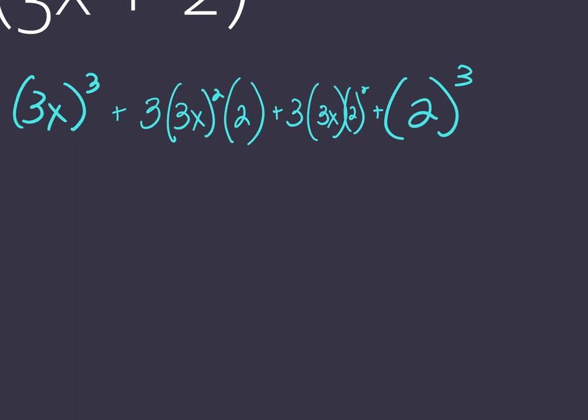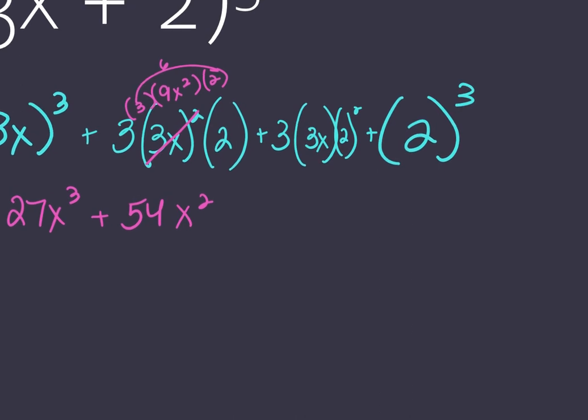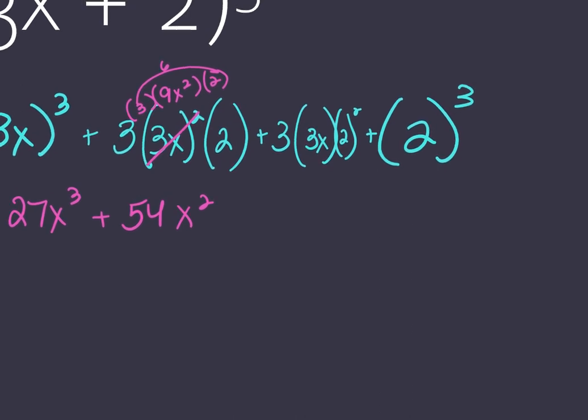So now 3x to the third would be 27x to the third. 3x squared would be 9x squared times 3 times 2, or 9 times 6 is positive 54x squared. 3 times 3 times 2 squared. 2 squared is 4. 9 times 4 is 36. Positive 36x. And the last term is 2 to the third, which is 8.